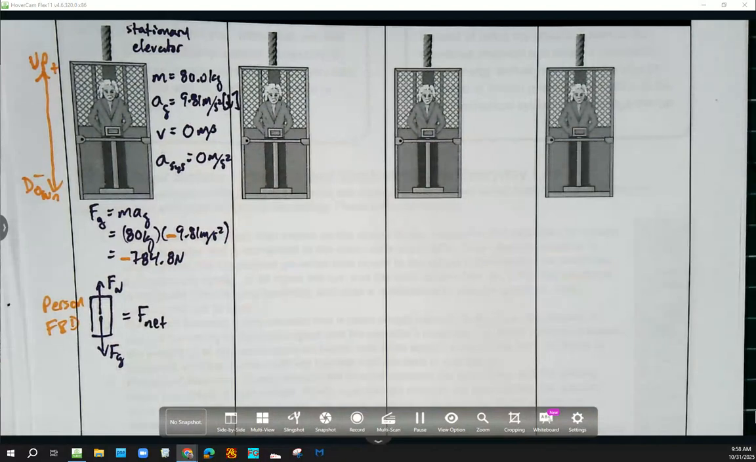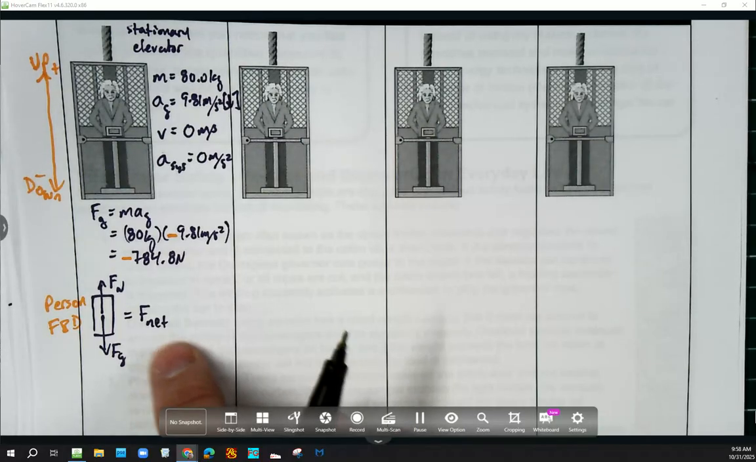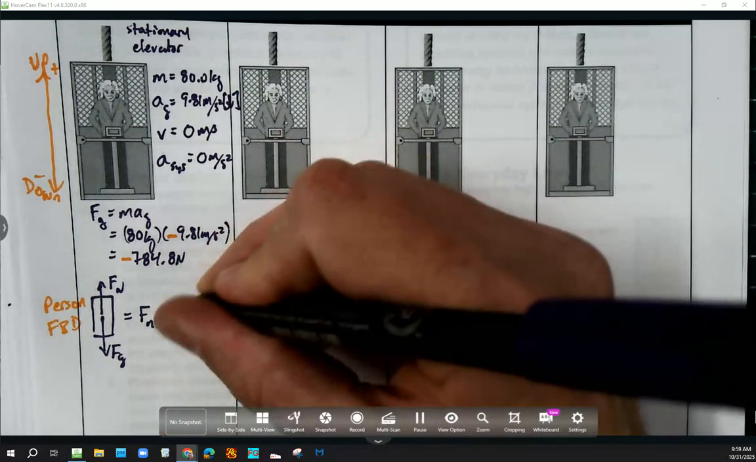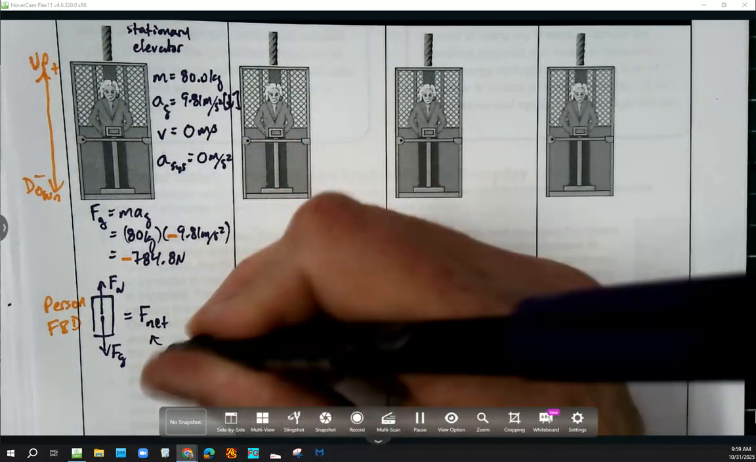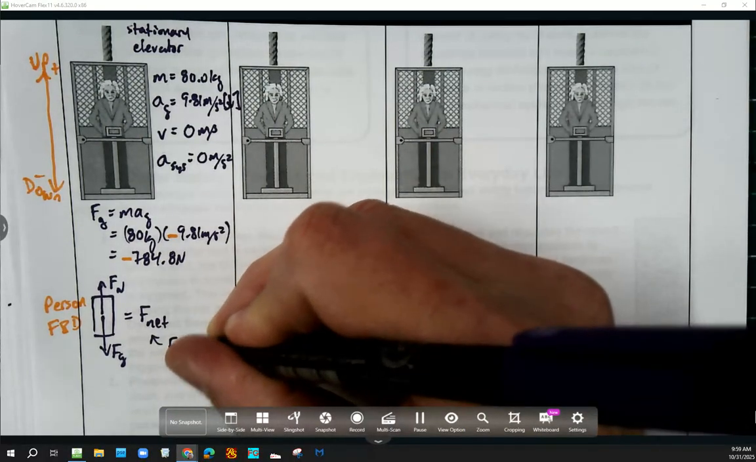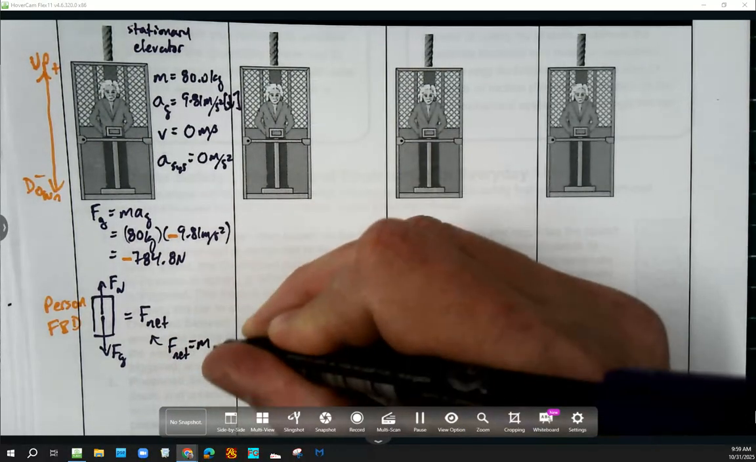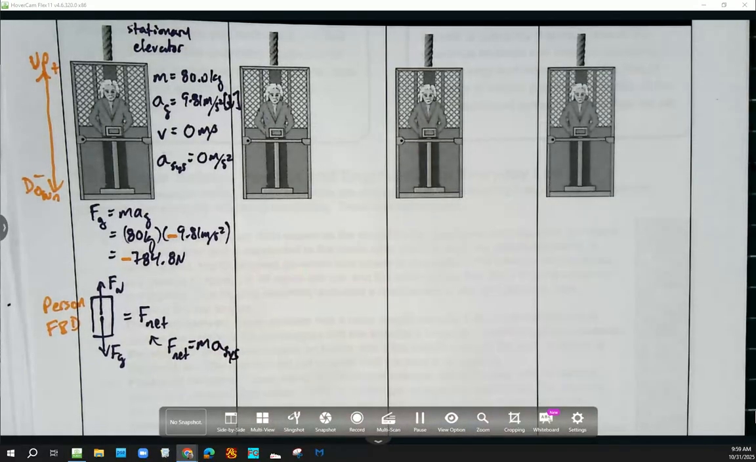And I don't know how many times I've said it, but you never, ever attach F net to the free body diagram. F net is equal to the free body diagram. It's not one of the forces on the free body diagram, okay? It's the sum. And we also know that F net not only is equal to the sum of the free body diagram, but it's equal to Newton's second law. F net is equal to the mass times the acceleration of the system. In this case, the system's just a person.